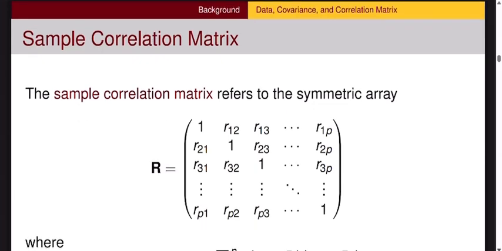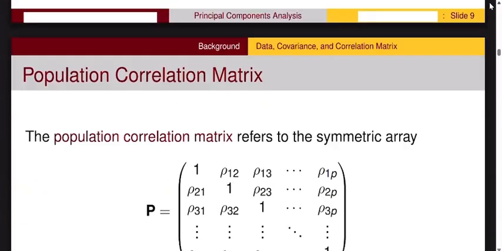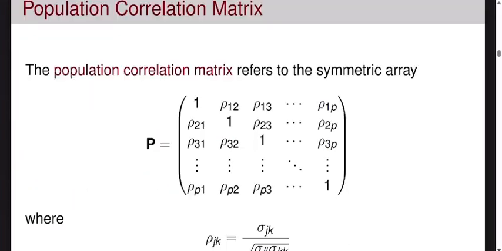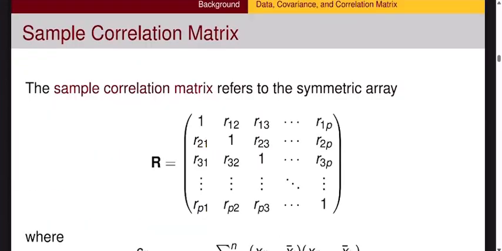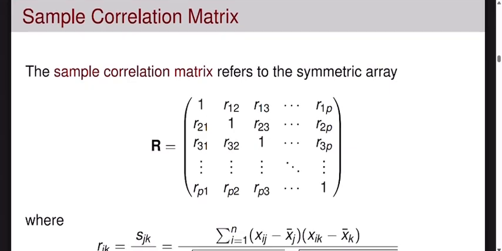Now, because we're going to be working with a data set, we need a sample correlation matrix. We play a lot with notation. I really want you to see that when I was talking about the population correlation matrix, I was using P. But when it comes to the sample one, I'm using R. Please pay attention to all of that. We're going to focus on R, the sample one, because what we have at our disposal is sample data.